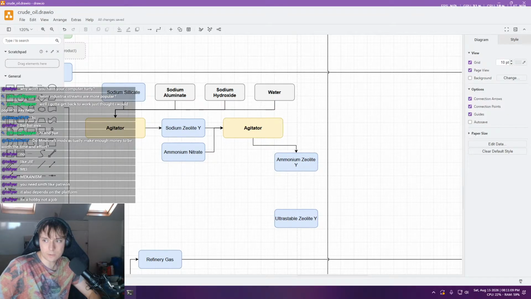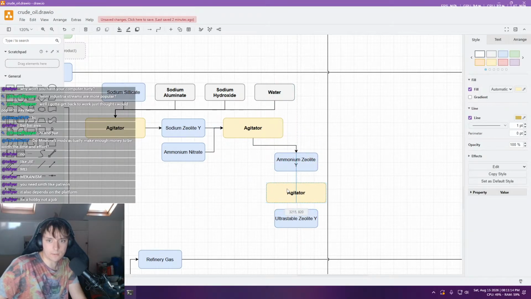Trying to figure out how we can do this. Probably just another agitator is what I'm saying. Another agitator here.